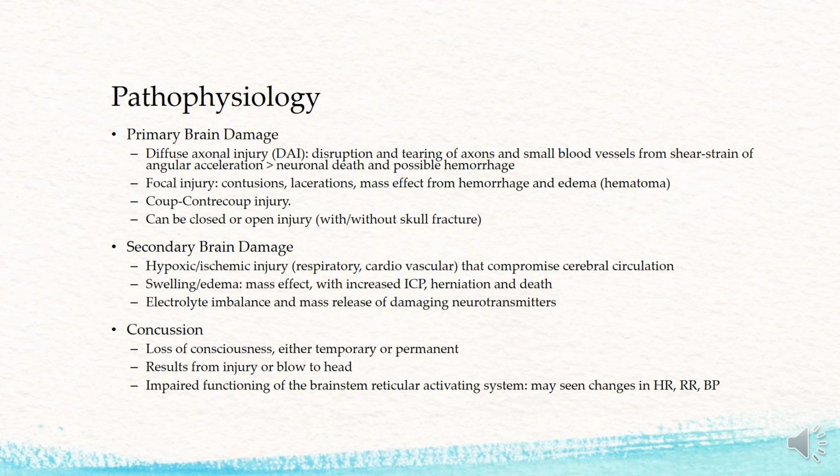So that's primary brain damage. That's the initial impact, insult, however you want to describe it. So diffuse axonal injury, focal injury from blunt or direct trauma, the coup contra coup from acceleration, deceleration. You can have secondary brain damage that occurs. So hypoxia, ischemic injuries, things that come up.